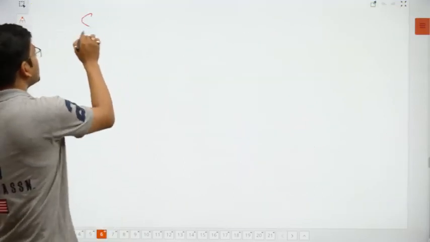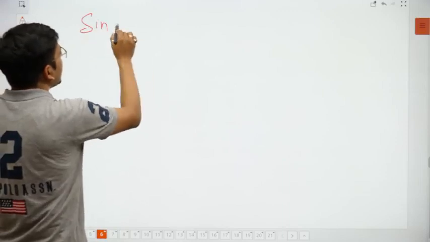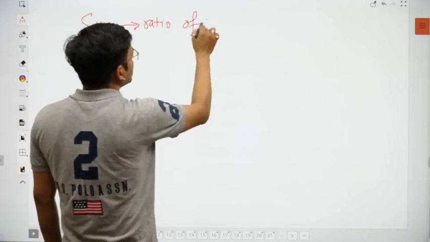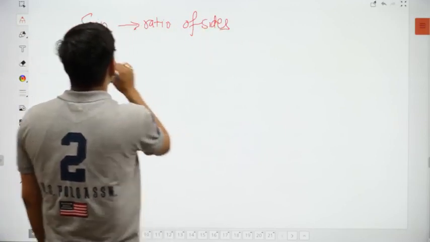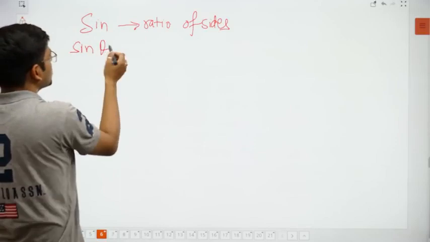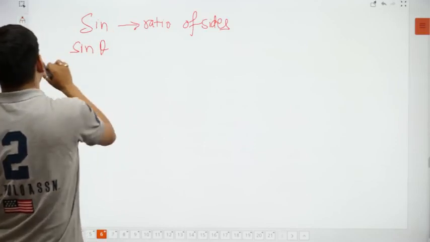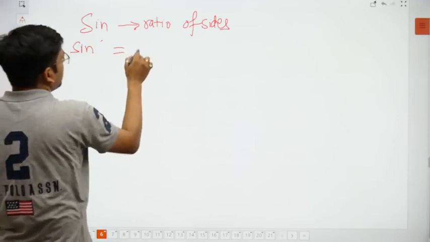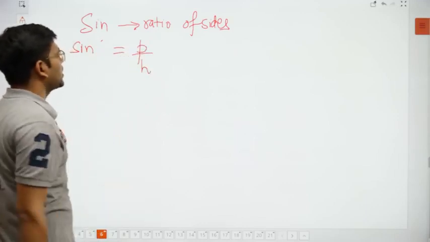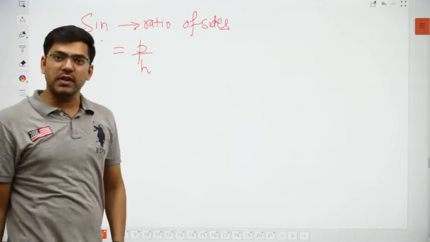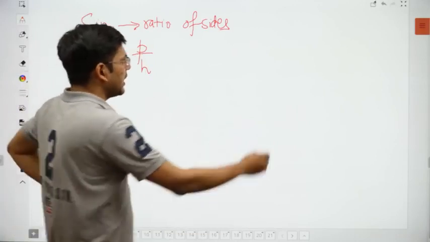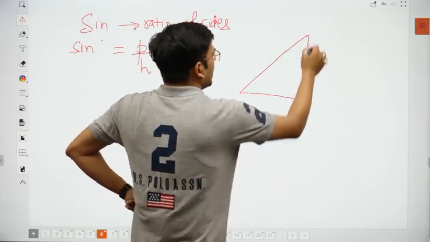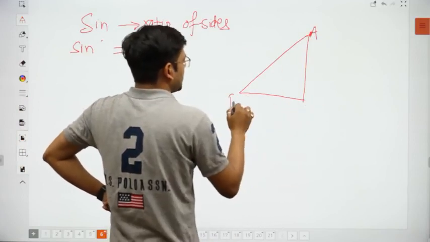See guys, sine or cos are mere ratios. They are ratios of sides. We got to know in the very first chance that this ratio of sides is perpendicular by hypotenuse, meaning it is a ratio of the perpendicular and the hypotenuse of the triangle. Let me give you an example. Say this is a triangle, and this is A, this is B and this is C.